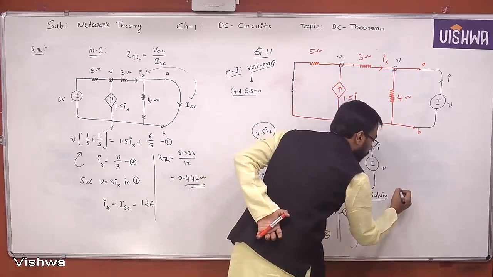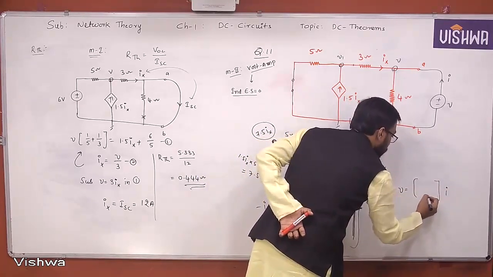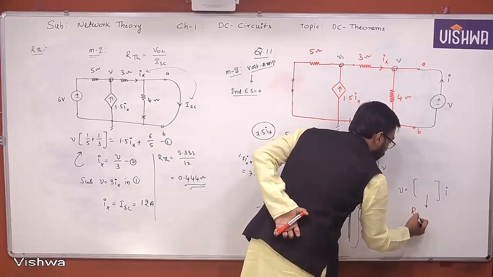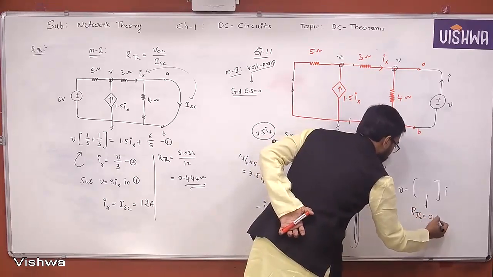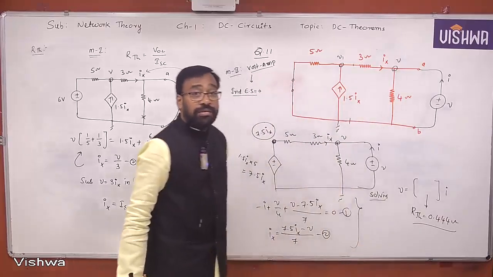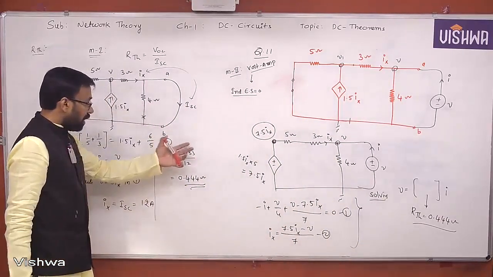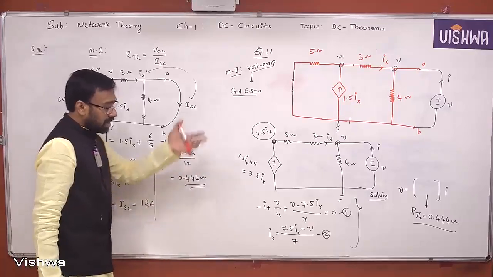You get V is equal to something into I. This something is nothing but what you call RTH. You are supposed to get 0.444 ohms. We already solved the problem in the previous method. You already got 5.333 by 12, right? The same answer you are supposed to get.